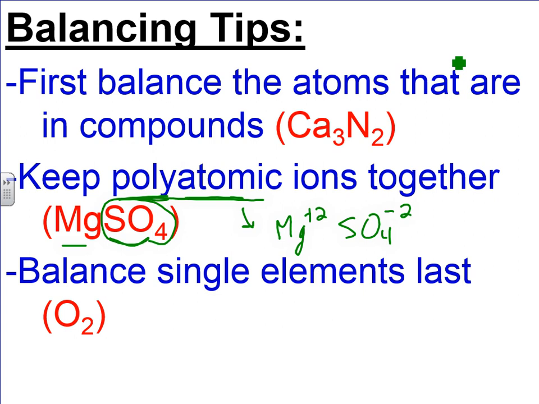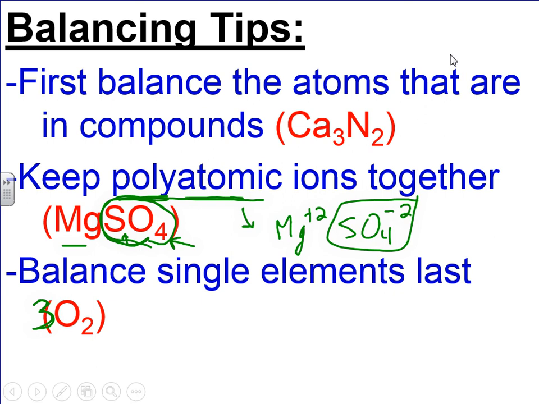So this right here is a polyatomic ion. If you keep them together, meaning instead of counting the oxygen and the sulfur separately, you simply say, well, I have an SO4, that'll make it easier. And then tip number 3 is balance single elements last. This is because you can put any number in front of the single element at the end, so it's really easy to just finalize with that single element and balance it out.